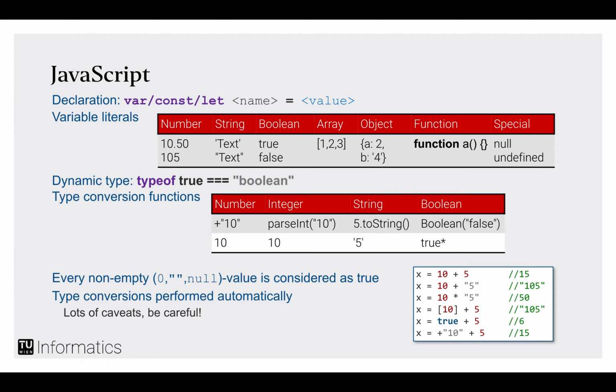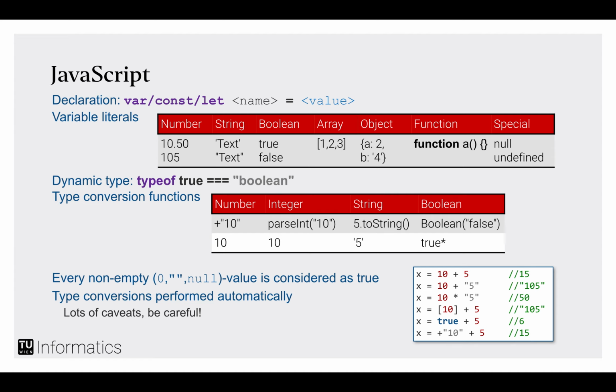One thing I want to point out is that there are also actual type conversion functions. If you use a plus in front of a string, for instance, it will convert it into a number. If you use parseInt as a function, it will convert a string into an integer representation or number representation. If you use toString, it will try to make any other construct into a string. Okay, and just for you to know, any non-empty values are considered to be true.